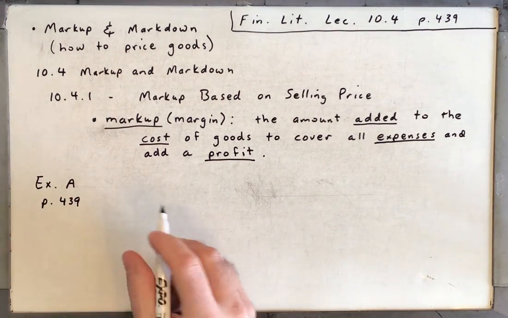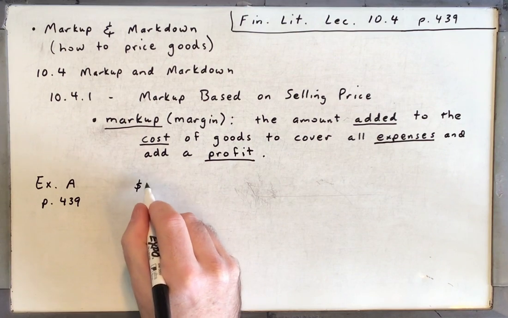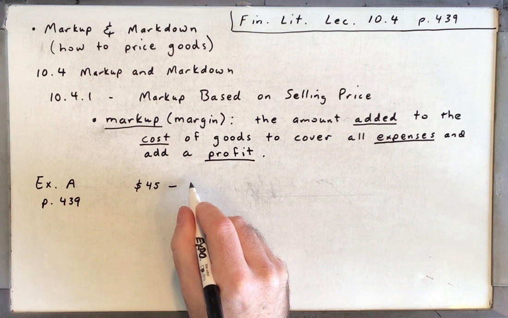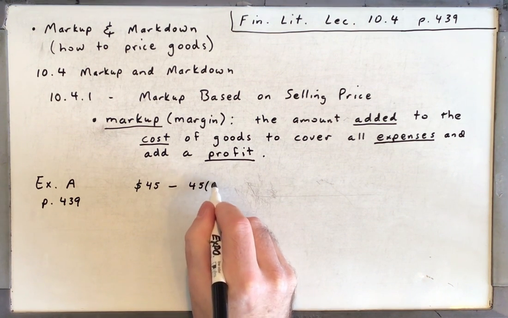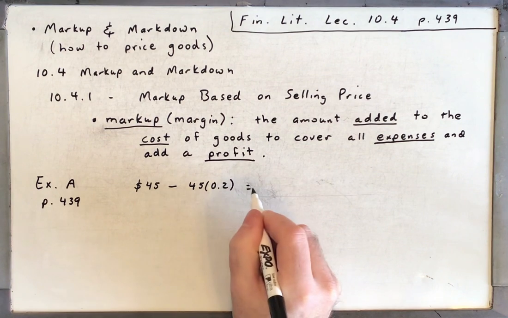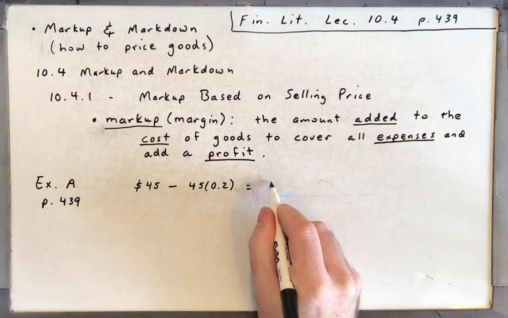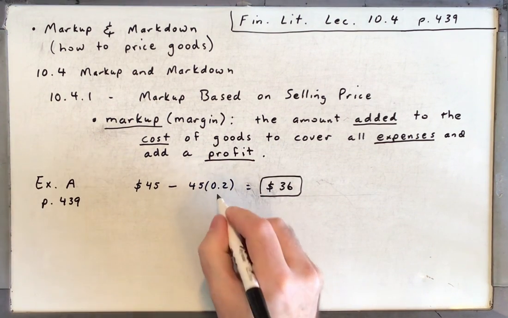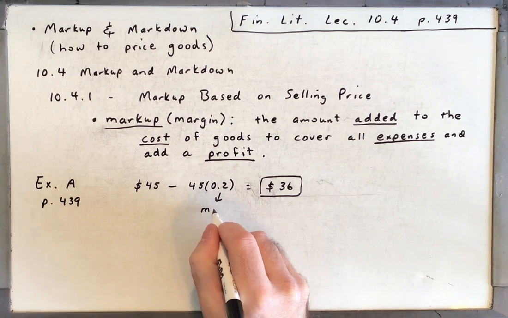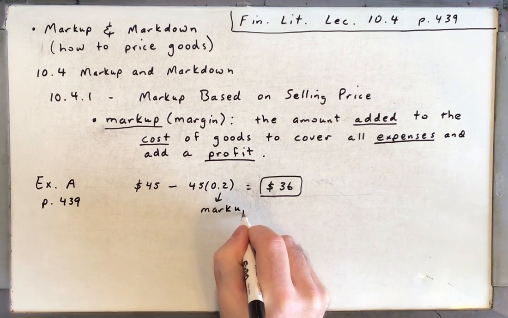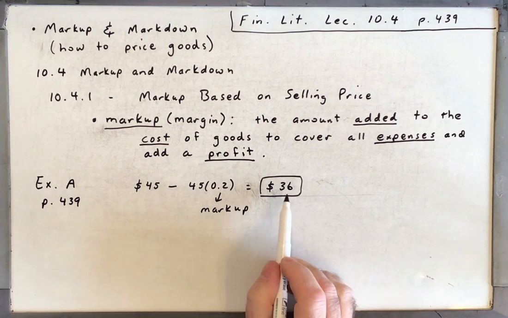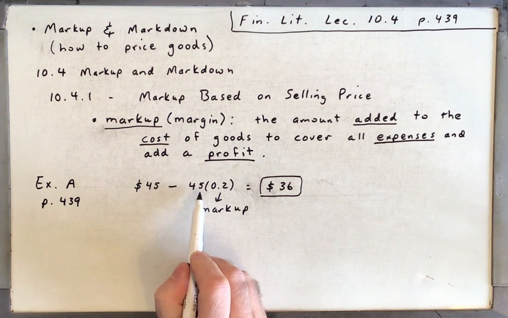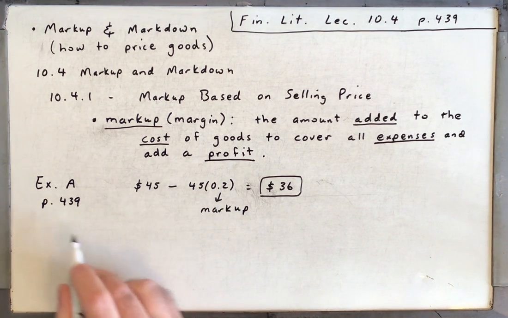So you start with the selling price, which is $45, and then we subtract 20% of this. So subtract 45 times 0.2. So the most that they could pay is $36. That 0.2 is our markup. Common sense says you're going to have to pay less than what you sell it for. Since it's based on selling price, the 20% is taken of the selling price.